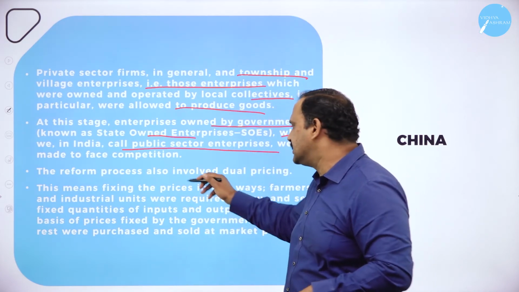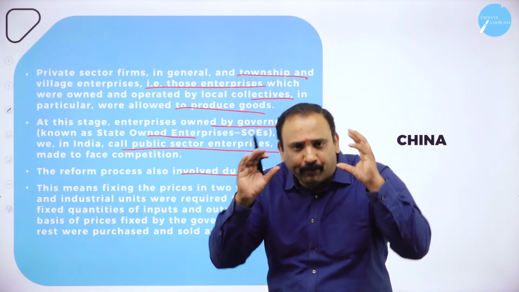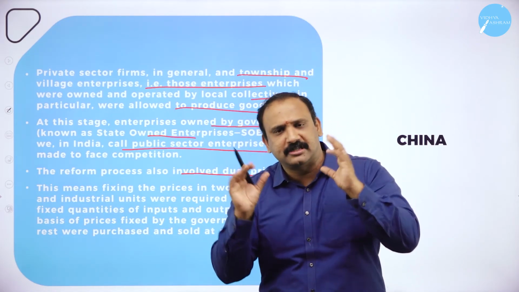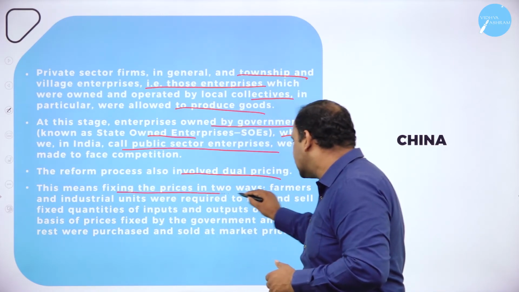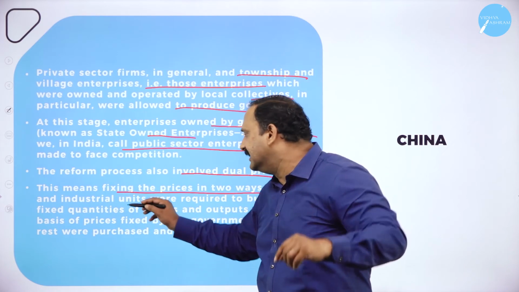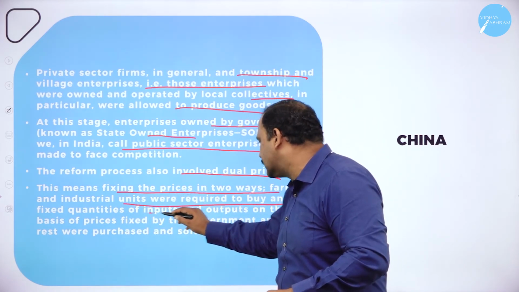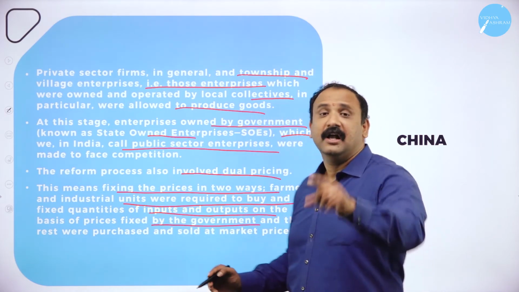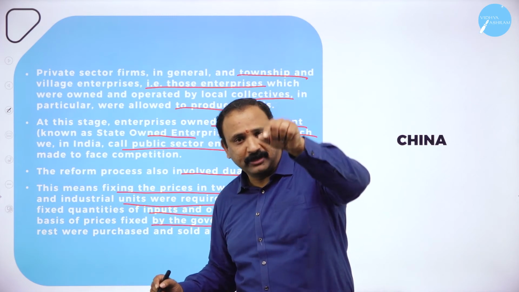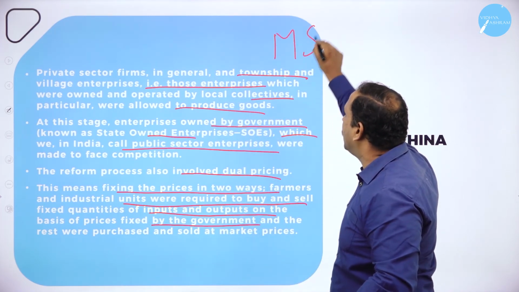The reform process involved dual pricing, which means to say that at both sides there was some cost, there was some involvement in terms of development. This means fixing the prices in two ways. Farmers and the industrial units were required to buy and sell fixed quantities of inputs and outputs on the basis of prices that were fixed by the government. Again, the same thing what we have been talking about as MSP, minimum support price.